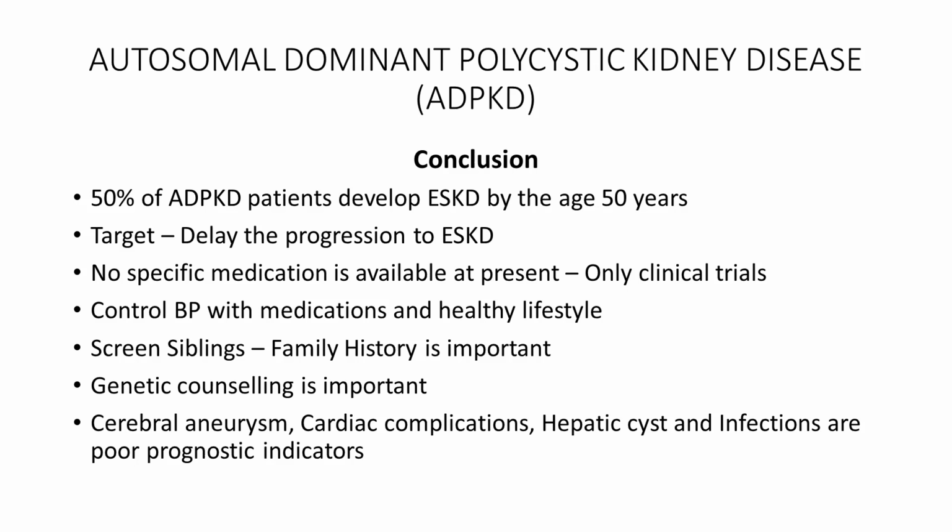Control of blood pressure with medication and a healthy lifestyle. Screening of siblings, especially with family history, is important. If you diagnose somebody with polycystic kidney disease, it is advisable that other family members should also be investigated for the presence of cysts. Genetic counseling is important. Cerebral aneurysm, cardiac complications, hepatic cysts, and infections are poor prognostic indicators.